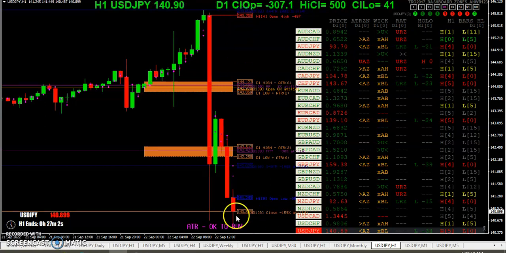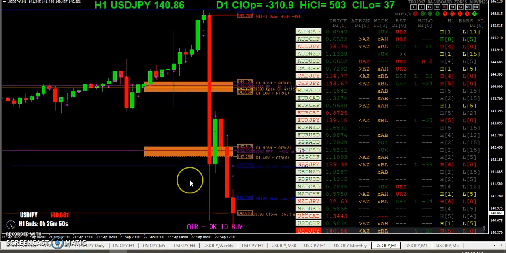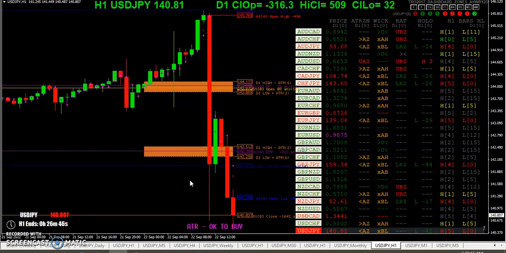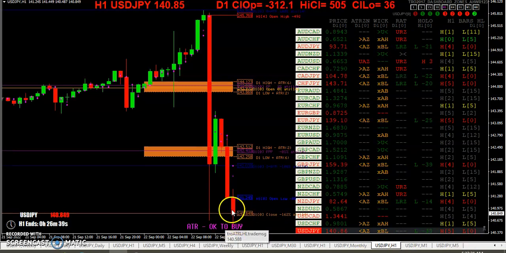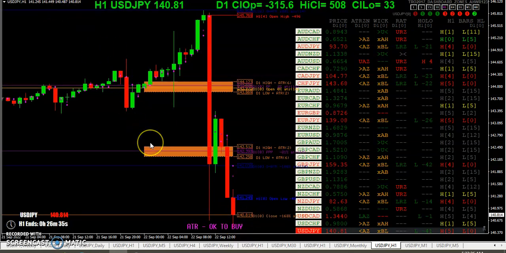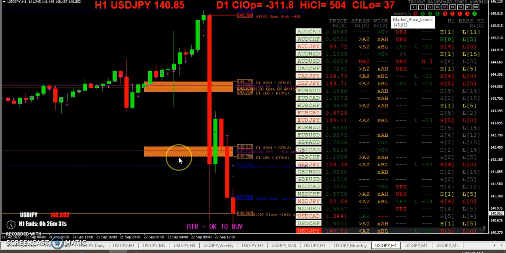But 145 to 140, or even 143 to 140 on the second go round, that could have been a huge day. So you can see here, this is saying this could bounce, and it already did bounce off of 48. So it's 34, 35, 36 pips out of the rat zone.